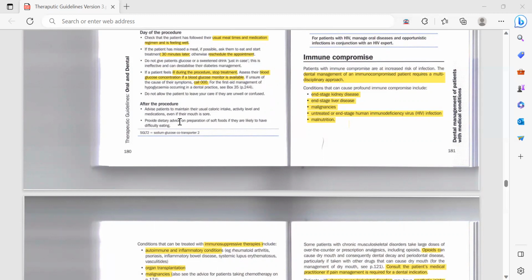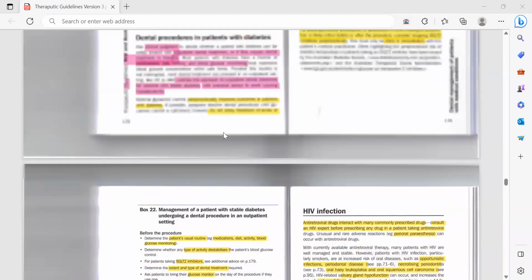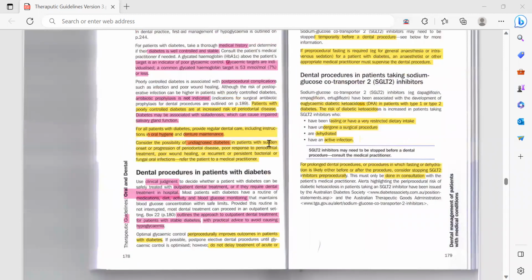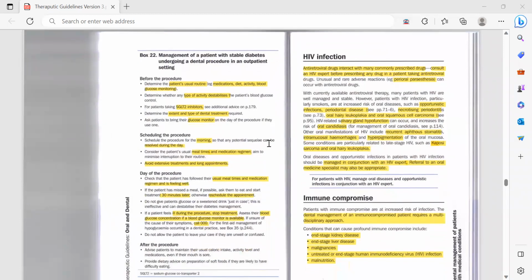Then provide dietary advice on preparation. Because they would be numb and in pain, advise them to eat soft food, but to maintain their caloric intake, which is important if they are likely to have difficulty eating. This topic is short here, but it is a very, very important topic, and diabetes is very common in Australia, so you should be very thorough with this topic.